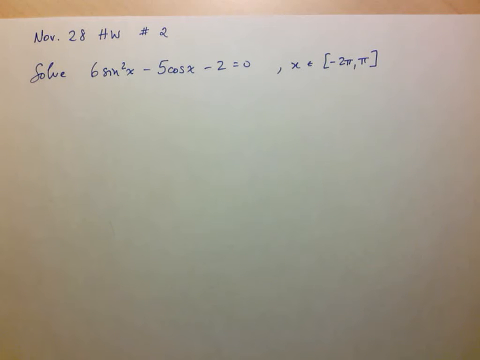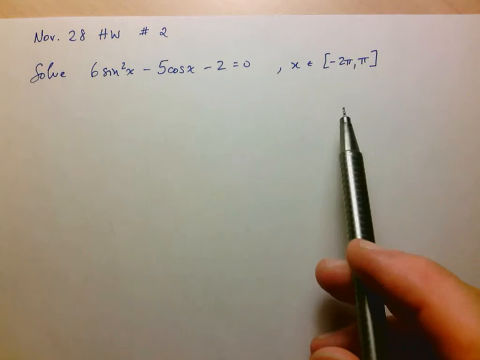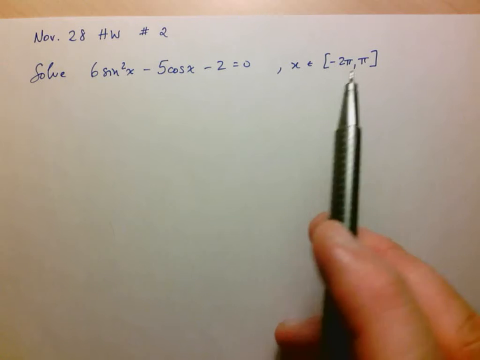Hi folks, this is question 2 from the November 28th homework sheet. Okay, so they're asking us to solve this equation and they're giving us a domain of values that we're interested in, so from negative 2 pi to pi.